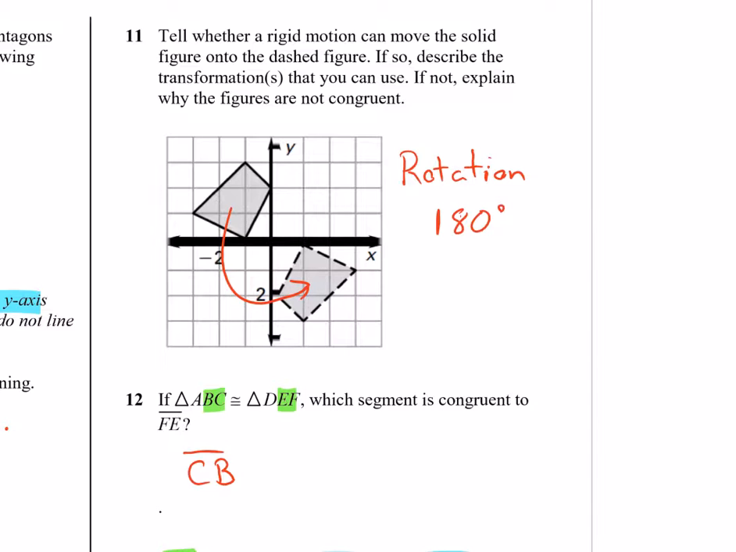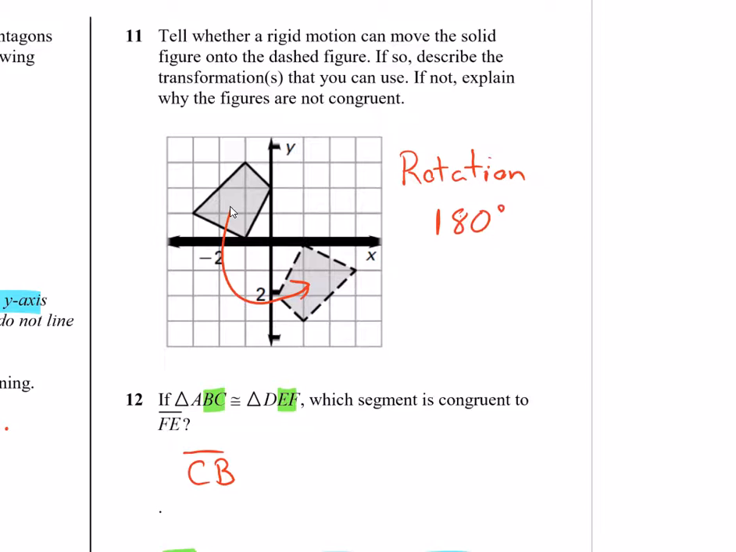Alright, so for number 11, it says tell whether a rigid motion can move the solid figure onto the dashed figure. If so, describe the transformations you can use. If not, explain why the figures are not congruent. So we take this first figure and we have to move it here. This line matches up with here, so it looks like it's a rotation, and in fact it actually is a rotation of 180 degrees. So that is a rigid motion, so it does make it congruent. So our answer here would be rotation of 180 degrees.